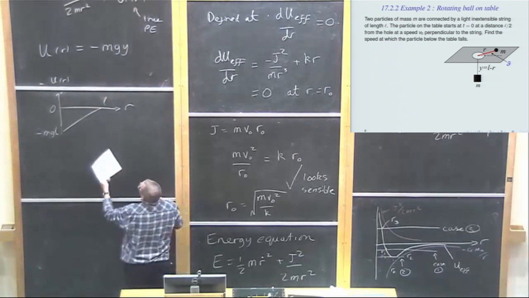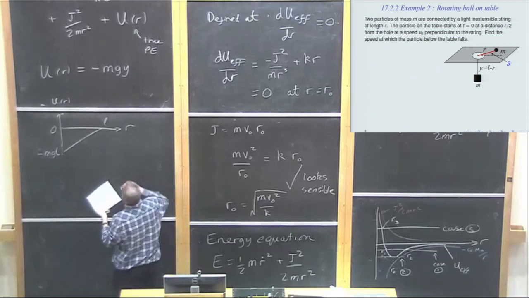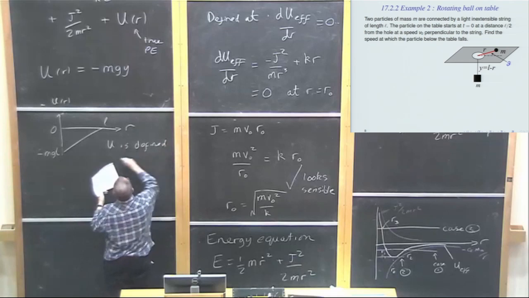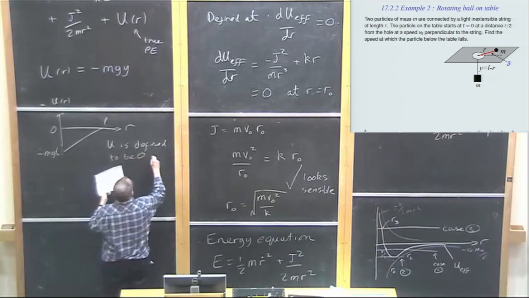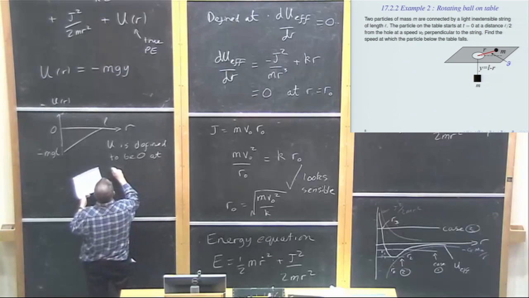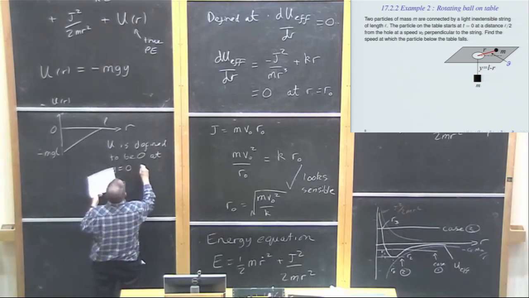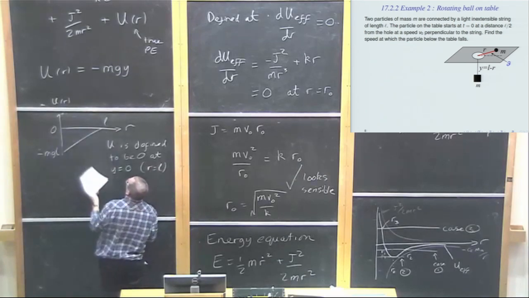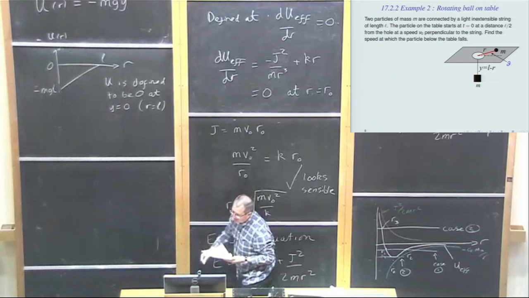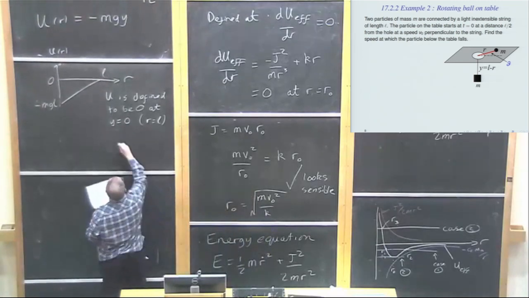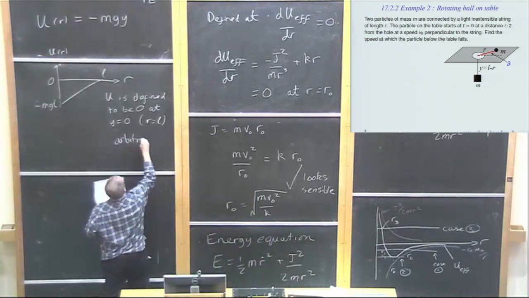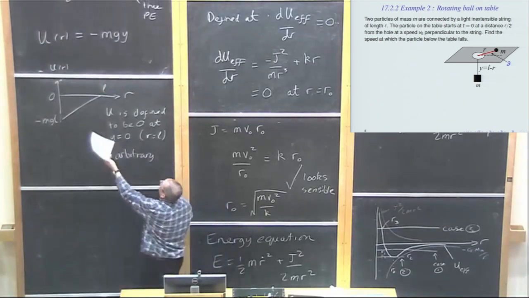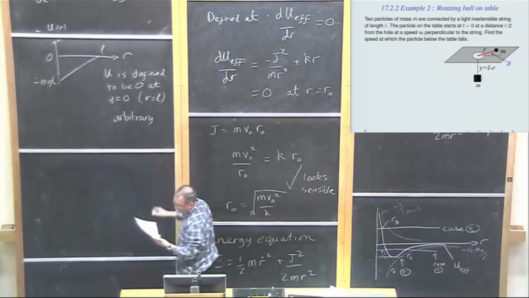The actual origin, we see that U is defined to be 0 at y equals 0, which is r equals L. So this is where U is 0, but that definition is arbitrary. You can define the potential energy origin to be wherever you want, so don't get hung up on that, and the analysis we will do will not depend on that.